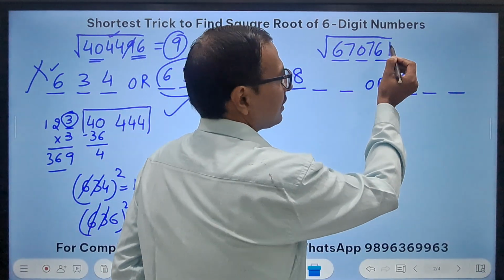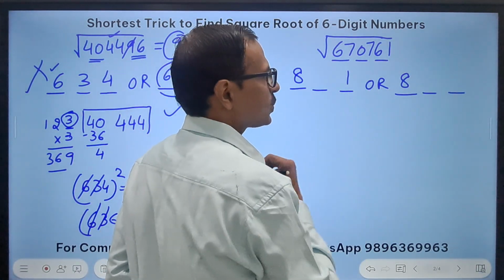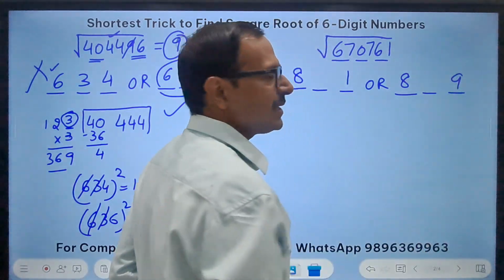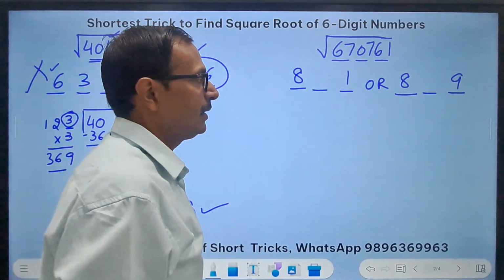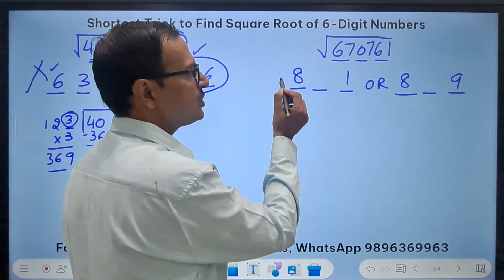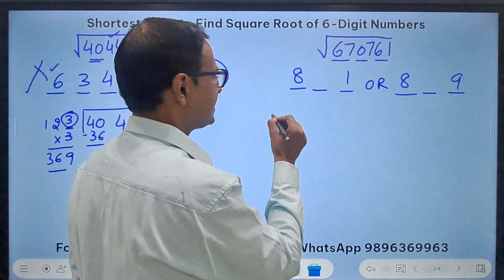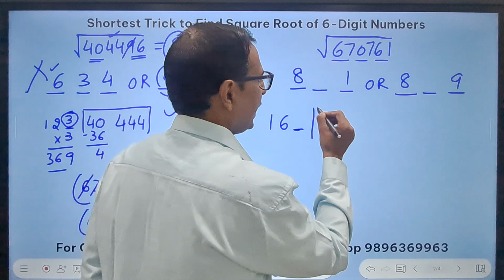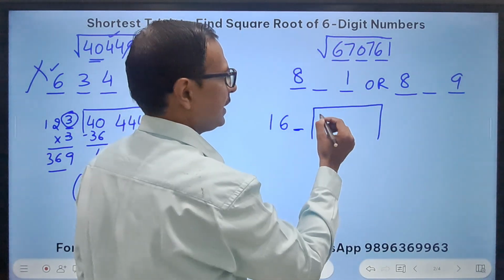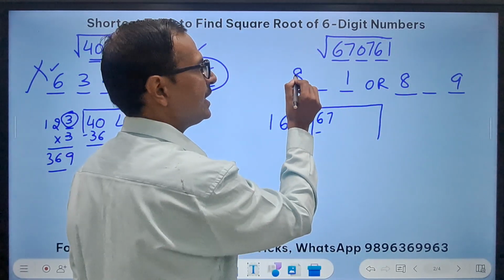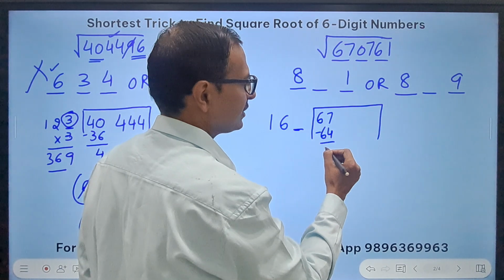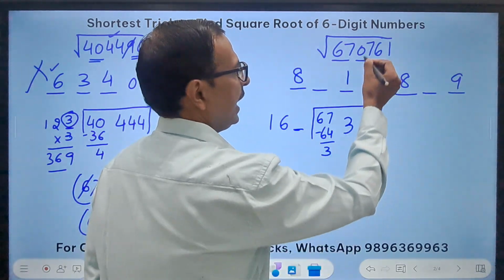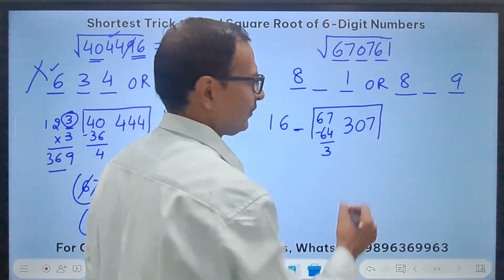For the last pair, it ends in 1. So 1 square is 1, or 9 square is 81, that ends in 1. Now the middle digit. Here I chose 8, so double of that is 16. Take one digit here, and then first pair 67 minus 8 square 64 gets me a 3. So 3, and the second pair 07.